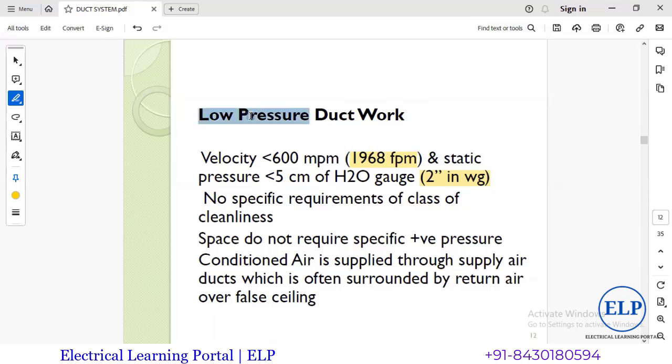Where do we use this low pressure ductwork? Everywhere: for example, hotels, office buildings, commercial buildings, malls, banks, post offices, hospitals, general areas. Wherever you see the duct system, that is considered low pressure ductwork.